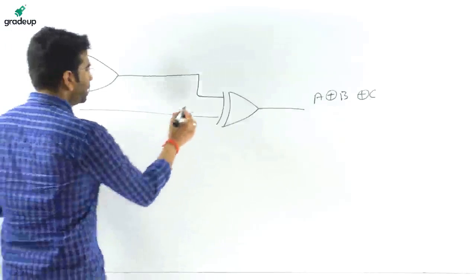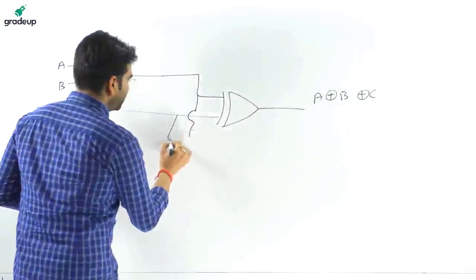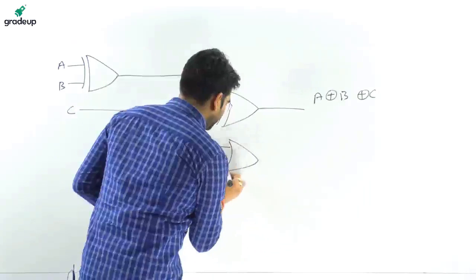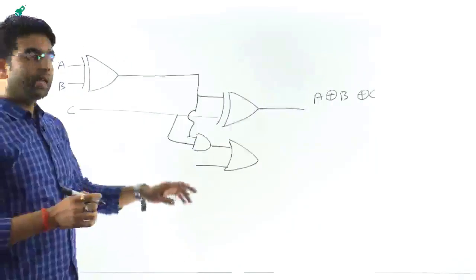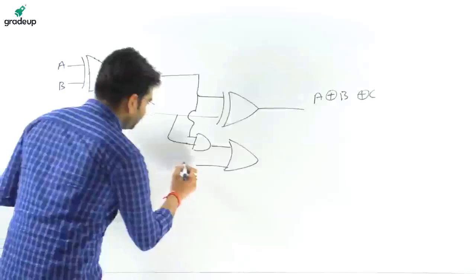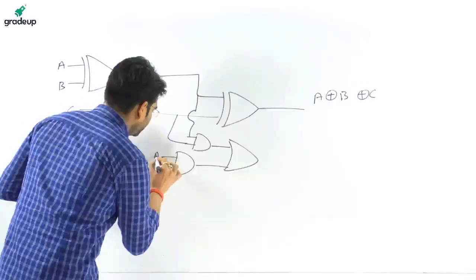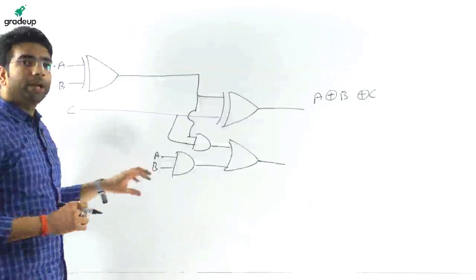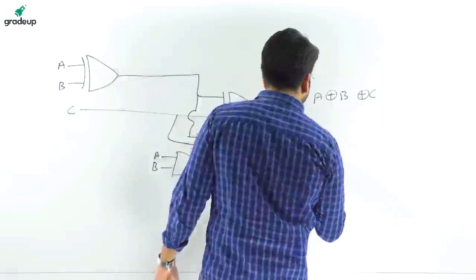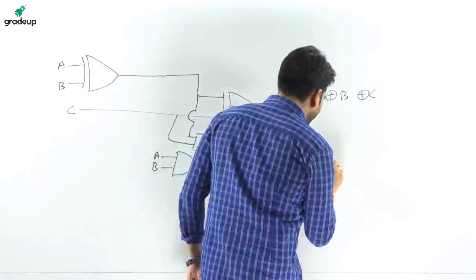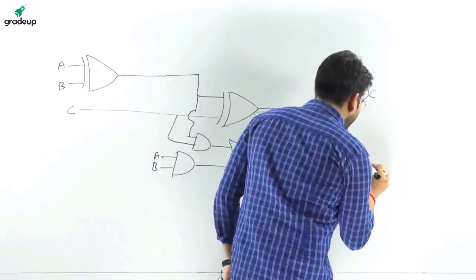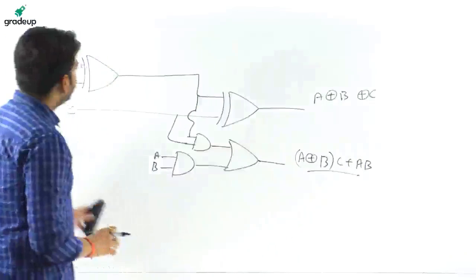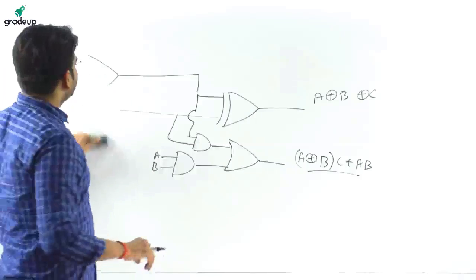Now A XOR B into C plus AB. We had that in place of AB plus BC plus CA, after reducing it. Try to solve it from the K map itself. AB plus BC plus CA, and at this place you will be having A XOR B into C plus AB. This function is the carry.